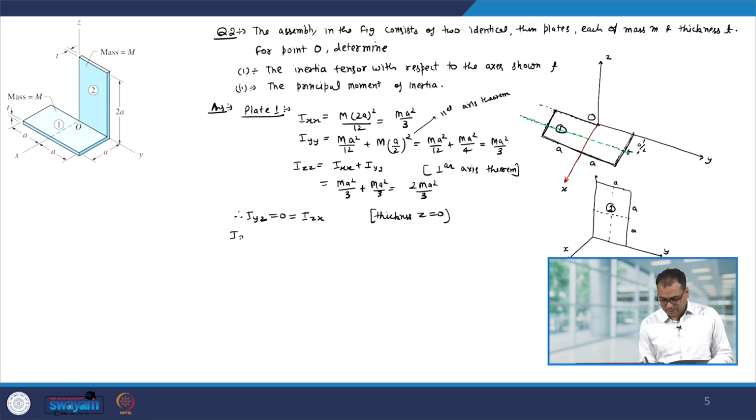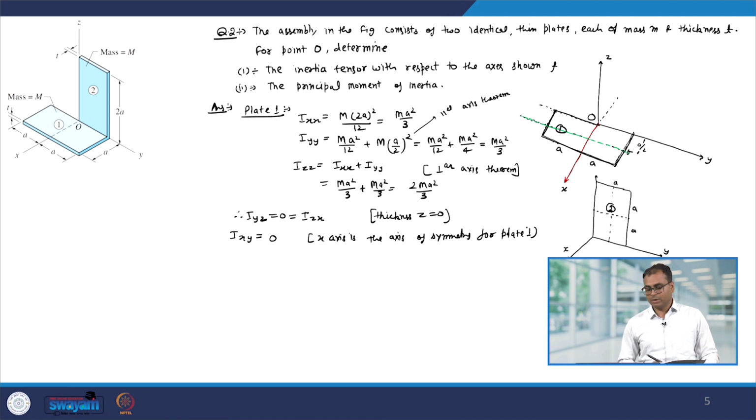Now, what is left is I_xy. I_xy will also be 0 because the x axis here is the symmetric axis for this plate. So, I_xy will also be equal to 0, since the x axis is the axis of symmetry for plate 1. Either you calculate or from the symmetry you can say, because the limit has to be from minus a to plus a, and therefore, it will be 0. Now, let us consider plate 2.